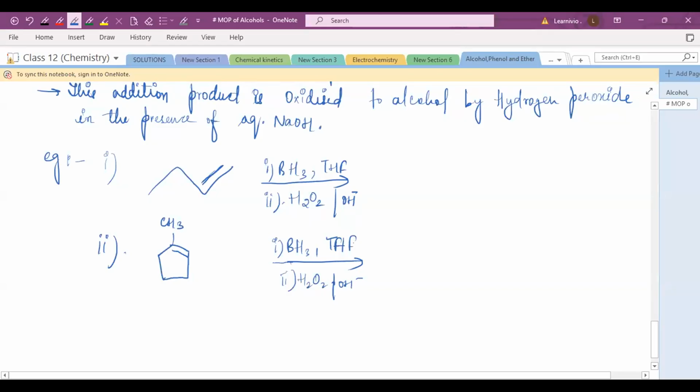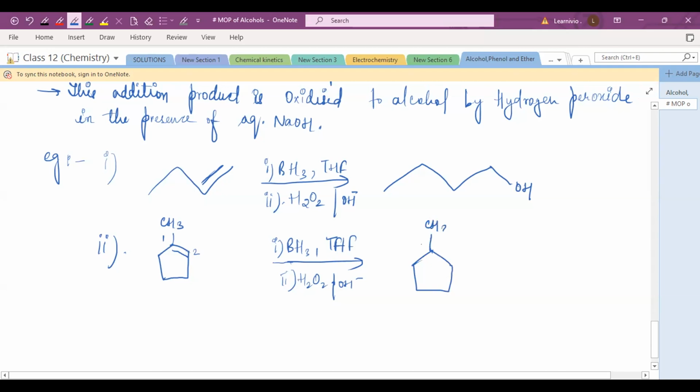Ma'am, the first product will be the same carbon chain, but with the double bond removed and OH attached, right? Yes. And the second one, it'll be the same, right? Double bond removed, OH attached. Suppose if this is your carbon one, this is carbon two, then tell me, OH will be attached to which carbon? One or two?